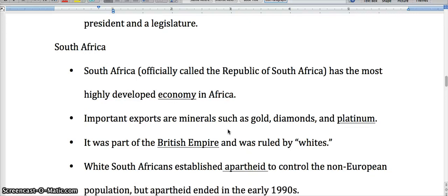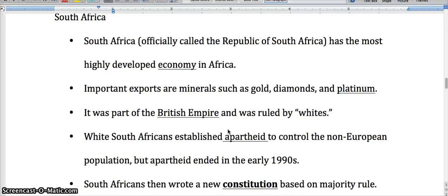Now, when you look to the south of Africa, you find South Africa, officially called the Republic of South Africa, which has the most highly developed economy in Africa. Also, it has important exports, which means minerals such as gold, diamonds, and platinum, things that you have actually seen in your lives. And if you haven't, you've seen pictures of them, you're familiar with them. Remember, exports means it comes out of the country.